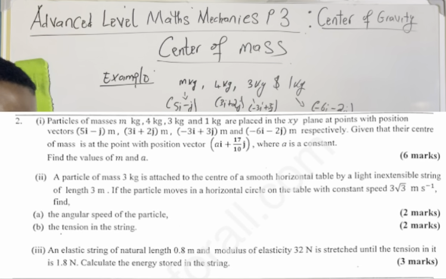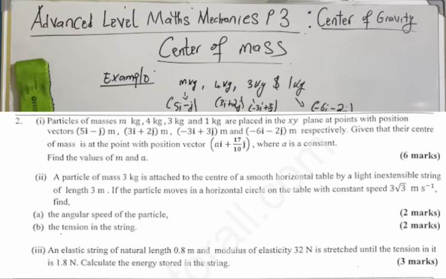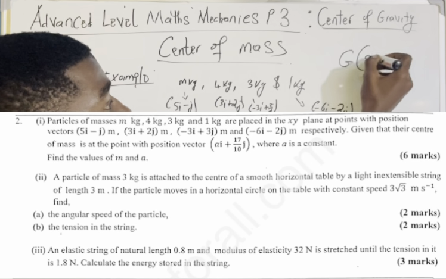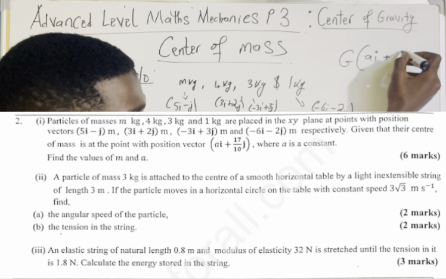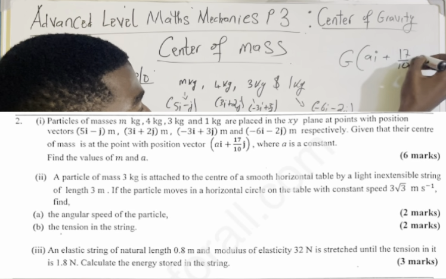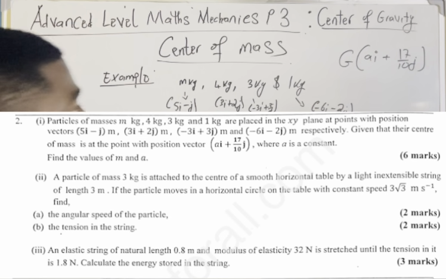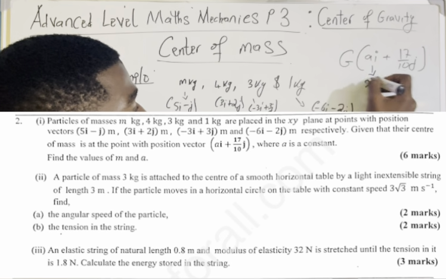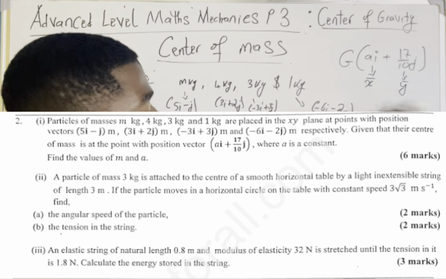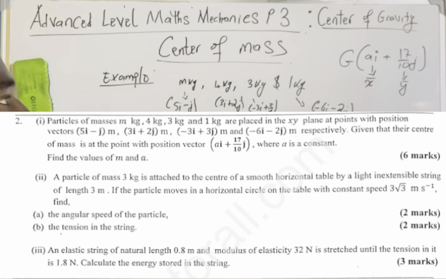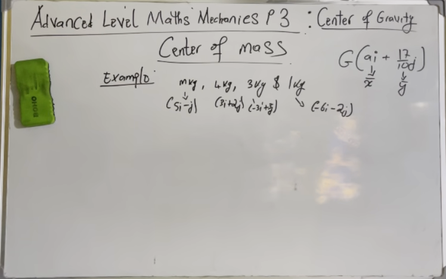Then we are asked, given that the center of gravity or the center of mass is at the point with position vector given, you know that this is in vector form, in point form, everybody can do it. So this one represents already our x bar and this one our y bar. Now we are asked, where a is a constant, find the values of m and n.